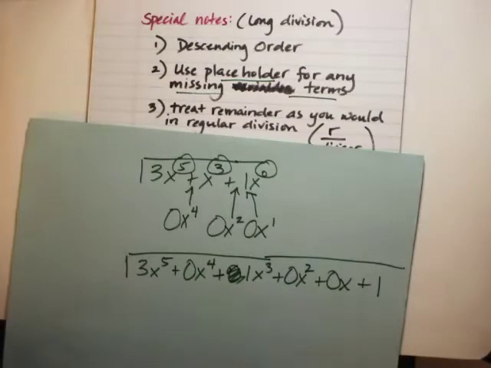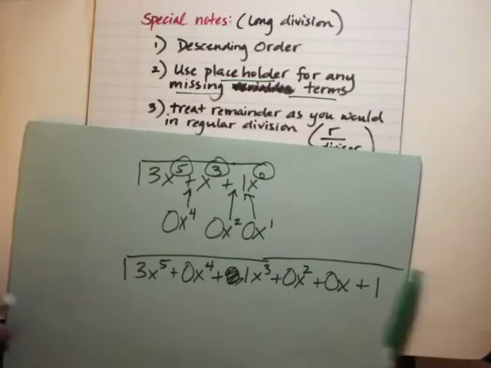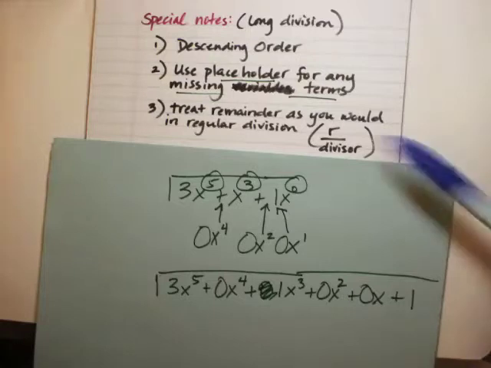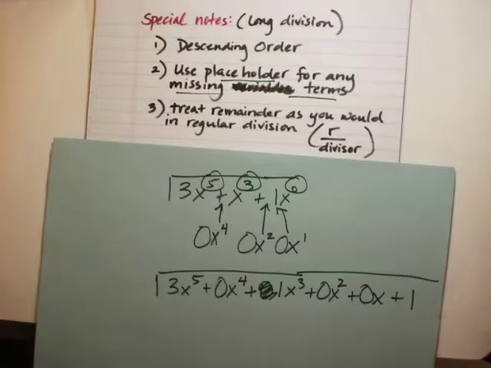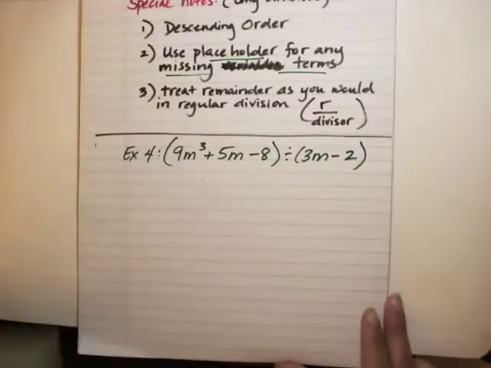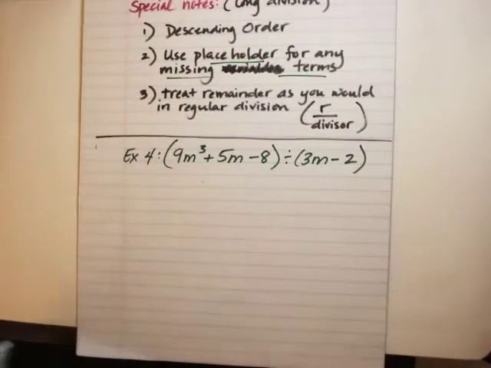You want to make sure that each number is lined up in its proper place. Okay, and last but not least, you're going to treat any remainders as you would in regular division. Okay, so if you have a remainder at the end, you're going to put the remainder over your divisor. Your divisor is whatever's on the outside. Okay, so we're going to try one example with all this information.